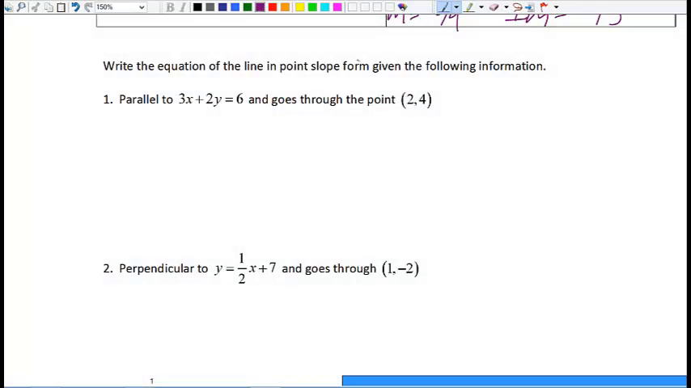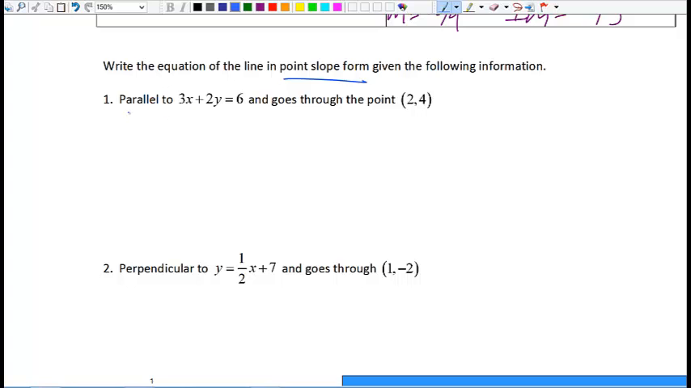Now we're going to practice utilizing these different forms, and I want to emphasize again that point slope form is great. It is just awesome. It definitely saves us a lot of time as far as writing equations go. So the idea here is I'm going to give you a condition, and we're going to write an equation in point slope form.